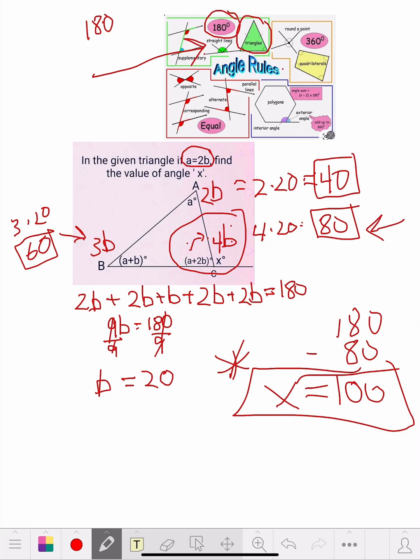But if they don't read this correctly, they would have just been looking for X and they would have said, I don't know how to solve this. But you see how easy it really was.